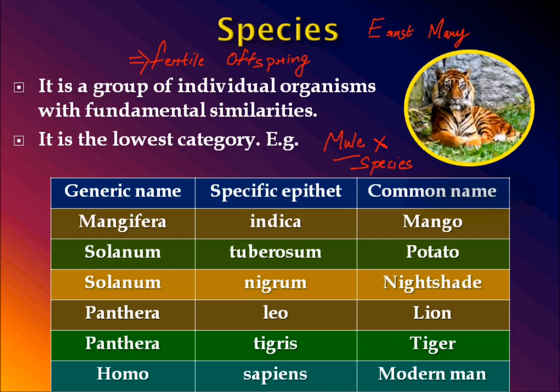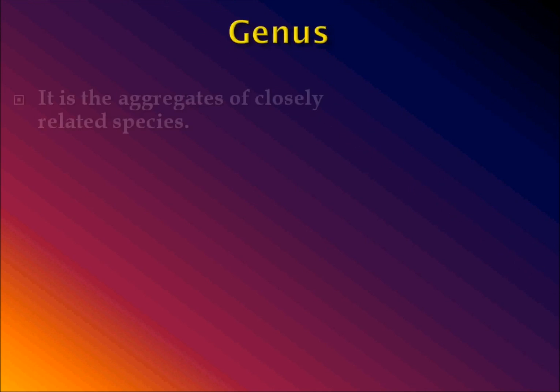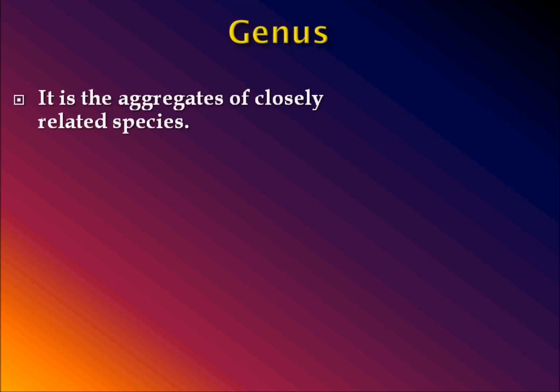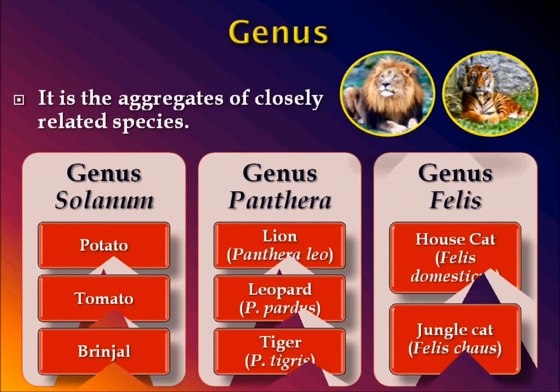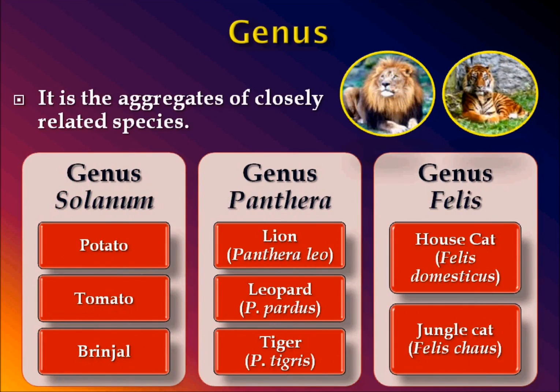Now let us proceed with the next category, that is genus. Let us define a genus: it is the aggregate of closely related species. Let us study with the help of an example. For example, potato, tomato and brinjal are species of genus Solanum.